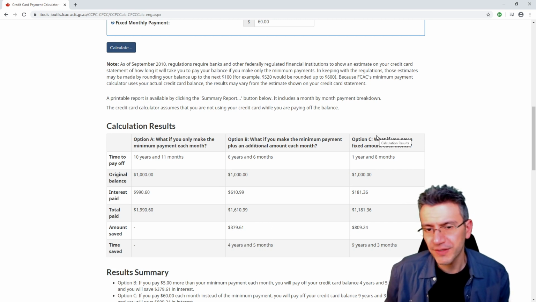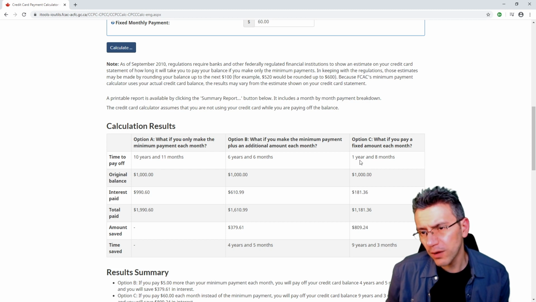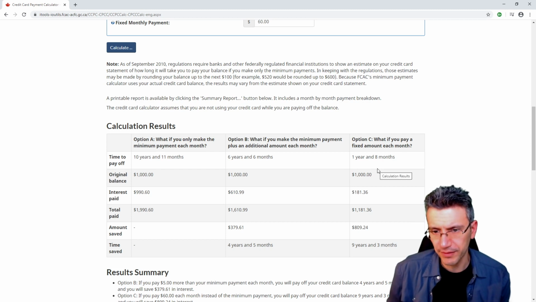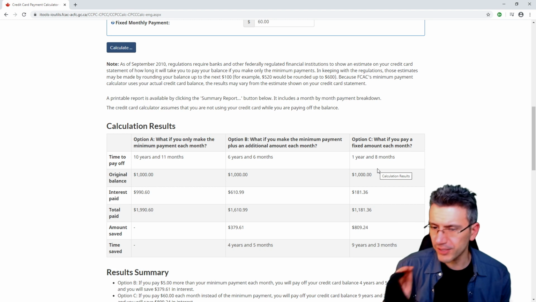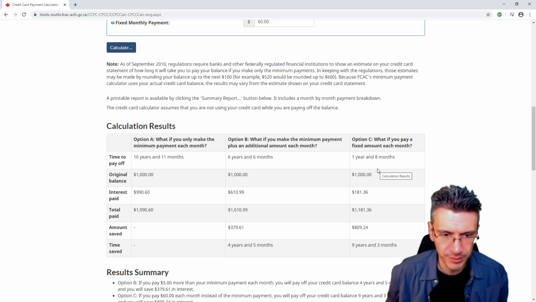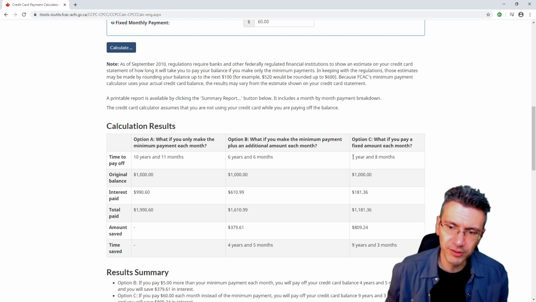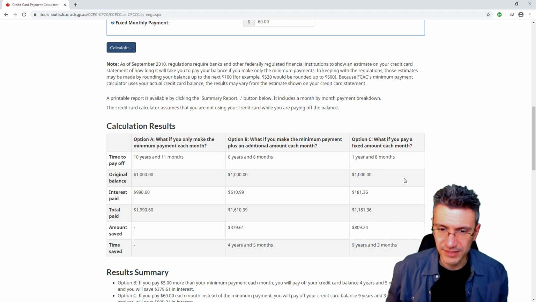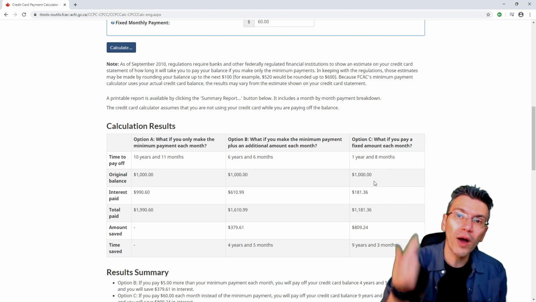And then for option C, what if you pay a fixed amount each month, right? So what if you just pay a certain amount, and again, we determined that in this case, it would be $60 a month. Well, in that case, it turns out you're able to pay it off in 1 year and 8 months. And keep in mind, all we did is add an extra $1 per day, right?